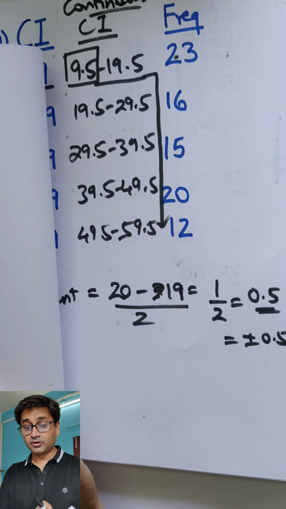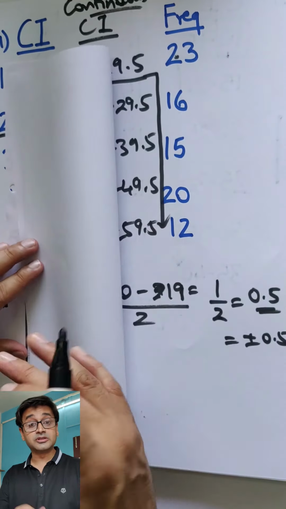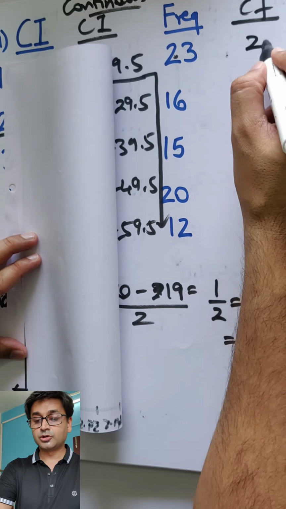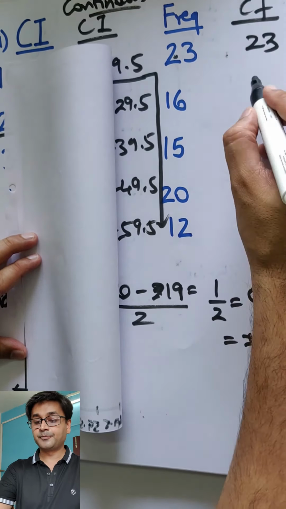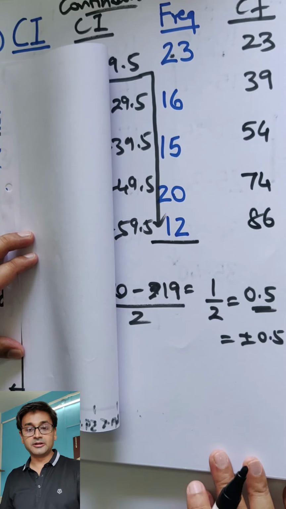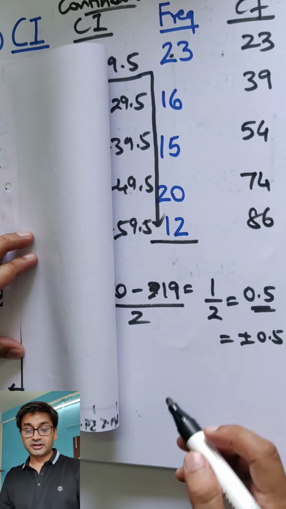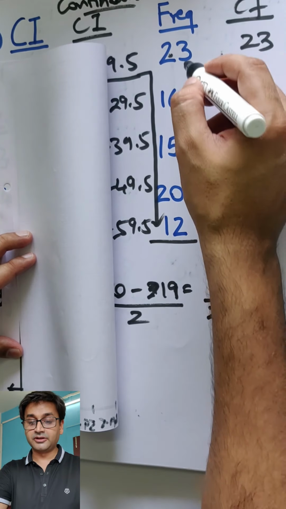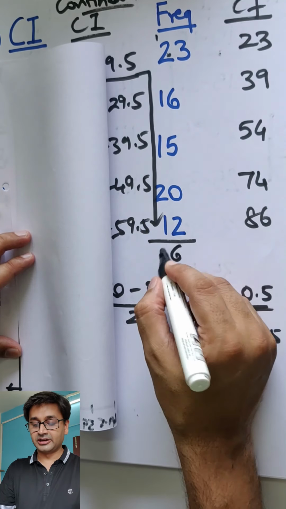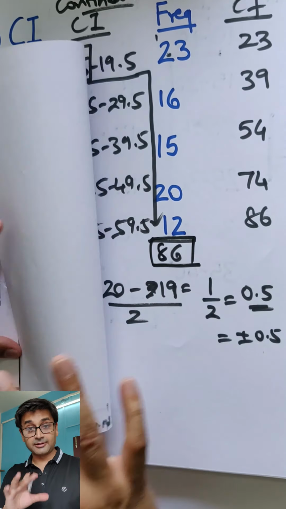So maximum that, oh, we forgot the cumulative frequency column. So you need to have your cumulative frequency first. So 23 add 39, 39 plus 15, 49, 54, 74 and 86. Is that clear? Let's check whether we have done it correct or no. So 11, 12, 13, 14, 15, 16. So I get 1, 2, 3, 4, 5, 6, 7, 8, 86. So we are correct this time, luckily.